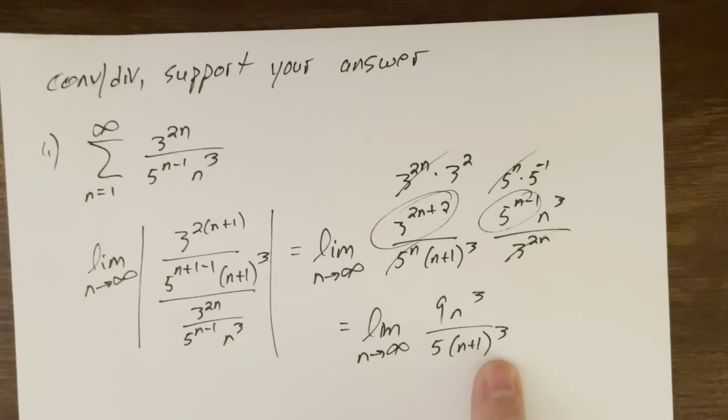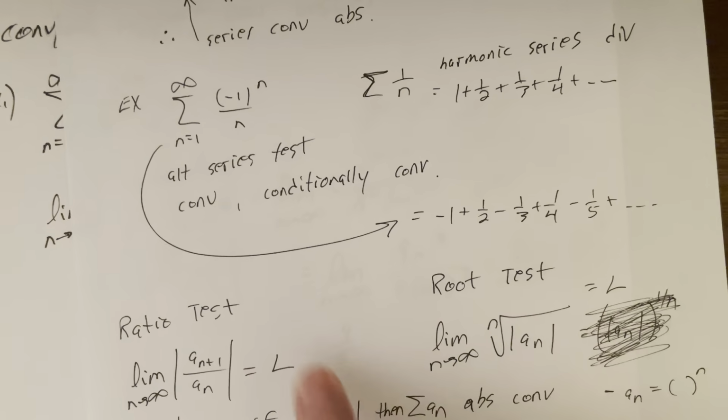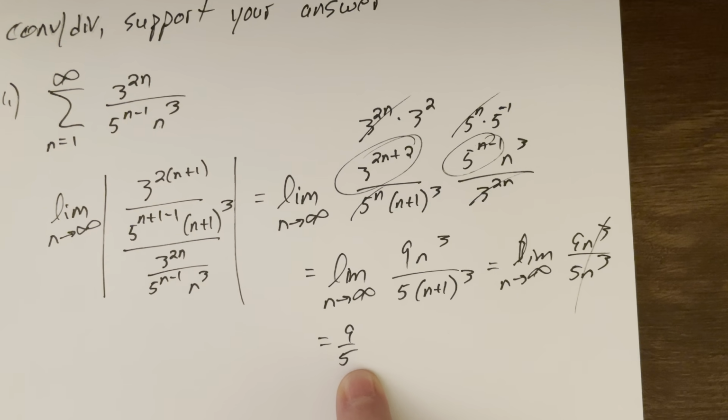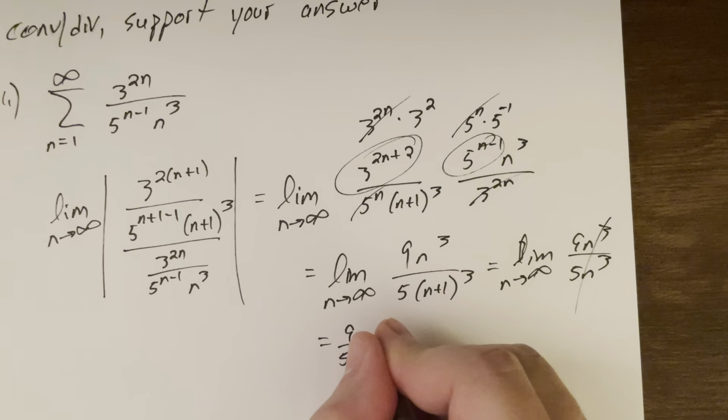And this is where now you can at least start plugging in, and you might end up using L'Hopital's rule here. But even without foiling all this out, n plus 1 cubed, the biggest term is going to be n cubed. So because I'm taking this limit as n goes to infinity, I get to focus just on those dominant terms. That allows me to simplify. This is the L value we were talking about back here. L is 9/5 or 1.8.